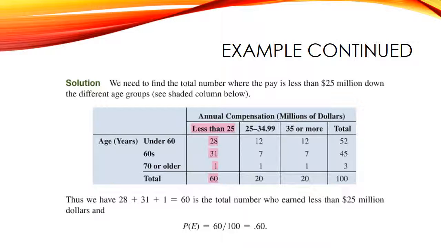Okay, so to find E, we just need to find the total number where the pay is less than 25 million for all the different age groups. Adding those up, actually they give us the total at the bottom. It's 60, so we have a total of 60. And there were 100 executives surveyed. So we have 60 over 100, or 0.6. And the probability of E intersection with F: they earn less than 25 million, and they are in their 60s. Pause the recording, give this a try, resume the recording to check your answer.